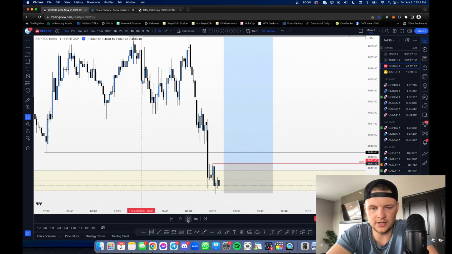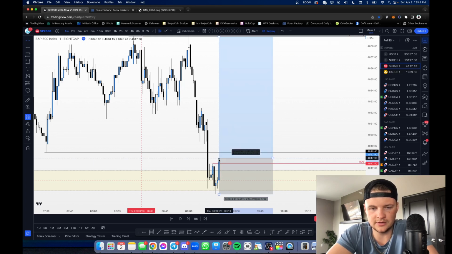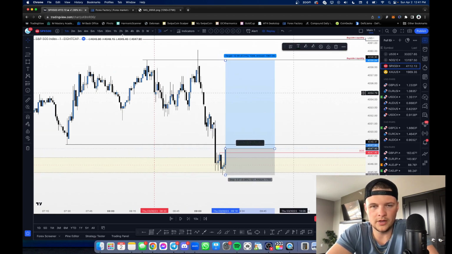So let's see what we end up getting here. So boom, that was our break of structure. Stop loss below this low. You could enter right here if you want. You could wait for a pullback to the order block since it's not a super far break of structure. Enter right off the rip. And then take profit 1.